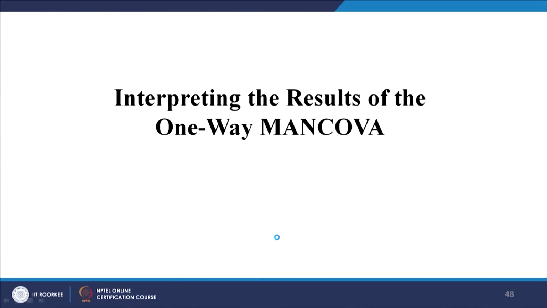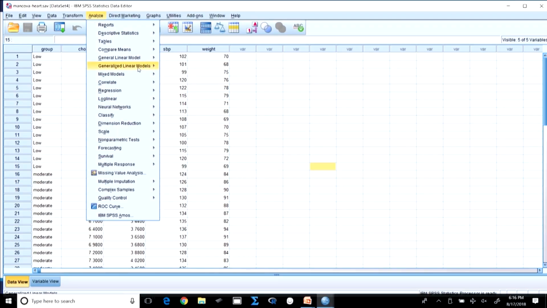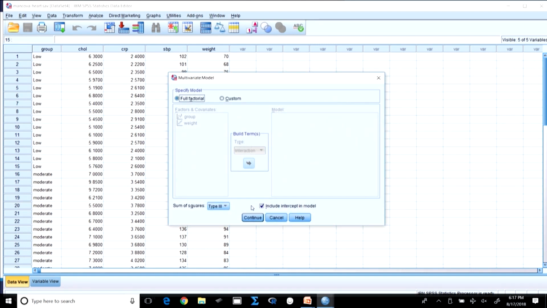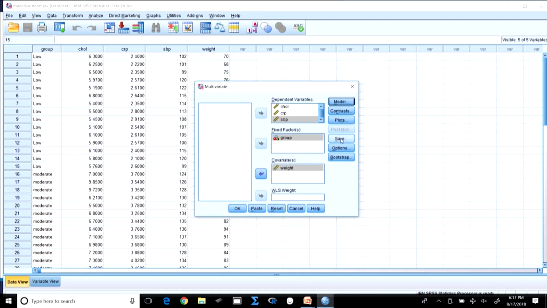So, how to interpret the results? Before that, let us try to do it on the SPSS. So, I have a MANCOVA, right. We go to the general linear model, univariate. I have done it already, so we can reset. I take all the 3 groups as my fixed factor, cholesterol, CRP, SBP, and blood pressure, and this as my covariate, correct. Now, I will go straight to the full factorial model, which is the default. Now, let us go to, sorry, not save, I do not want to save anything in fact.